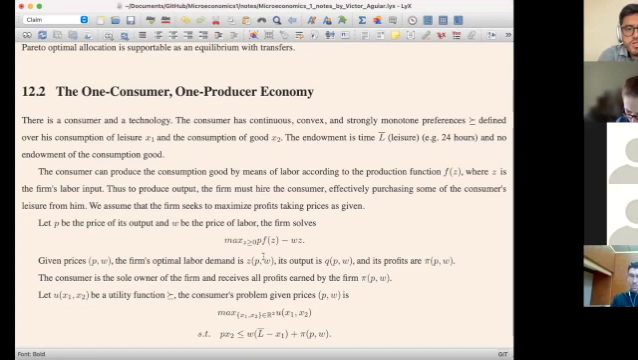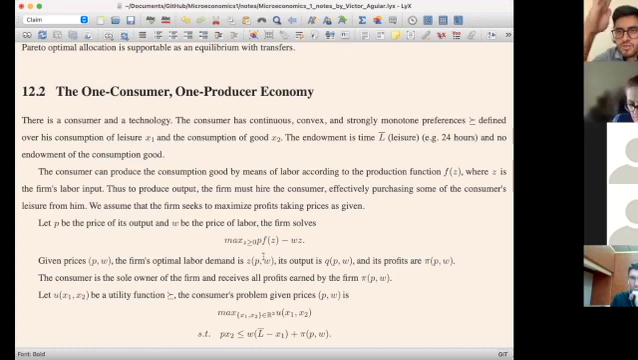So the consumer can produce the consumption good by means of labor. Robinson has to spend some time climbing the tree, and then he has a production function, right? That denotes his skills to climb trees. Z is going to be the labor input. So essentially, this firm that produces coconuts is going to need some labor input, and we're going to denote it by Z. To produce output, the firm must hire the consumer, effectively purchasing some of the consumer's leisure from him.